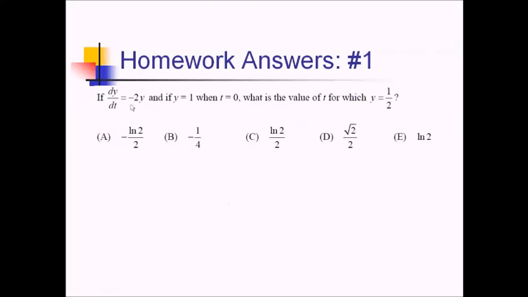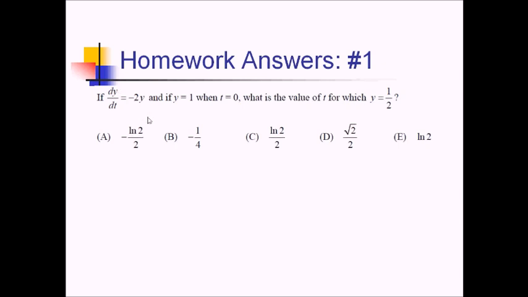For this problem, we're given the differential equation dy over dt equals negative 2y, y is 1 when t is 0. Based on this, we want the value of t that gives us a y value of 1/2. So in order to figure this out, we're going to need an equation that has a t and a y in it. But we don't quite have that yet. We have a y, but we don't have a t.